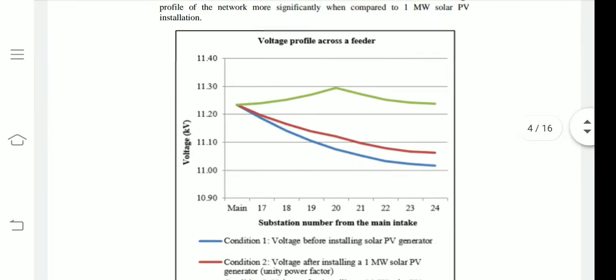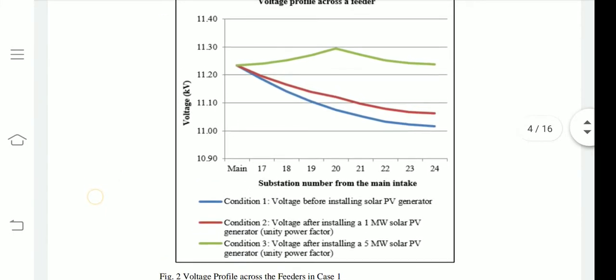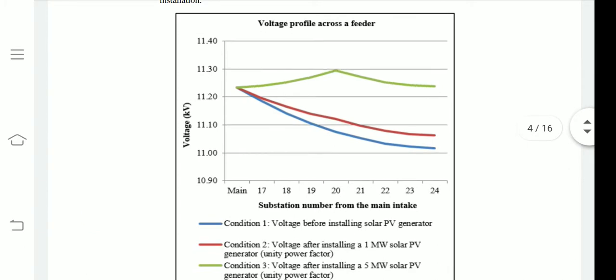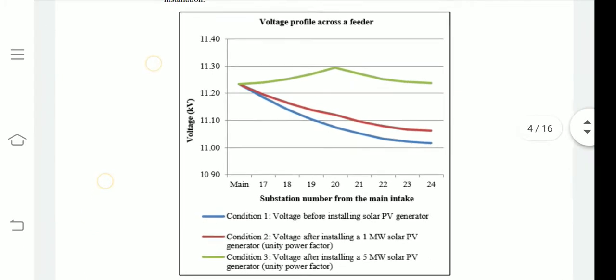Here this diagram represents the voltage profile across the feeder in case 1. Here the y axis represents voltage in kV, and the x axis represents substation number from the main intake. Here the blue line represents voltage before installing a solar photovoltaic generator. The red line represents voltage after installing a 1 megawatt solar photovoltaic generator and the green line represents voltage after installing a 5 megawatt solar PV generator.